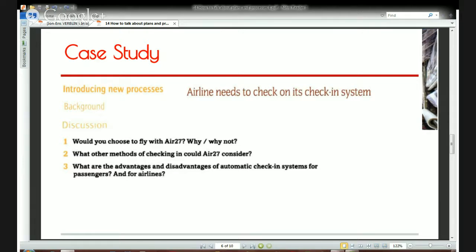And one last question here. Yuki, what are the advantages and disadvantages of an automatic check-in system for passengers? The advantage is that of course you don't have to pay an expensive ticket for a low-cost airline. So it's cheaper? Yes, cheaper. Of course it's cheaper, right.